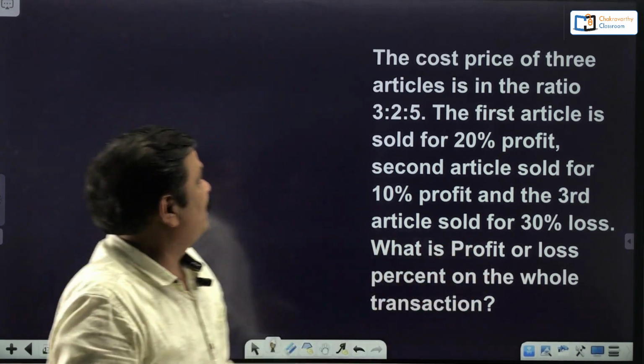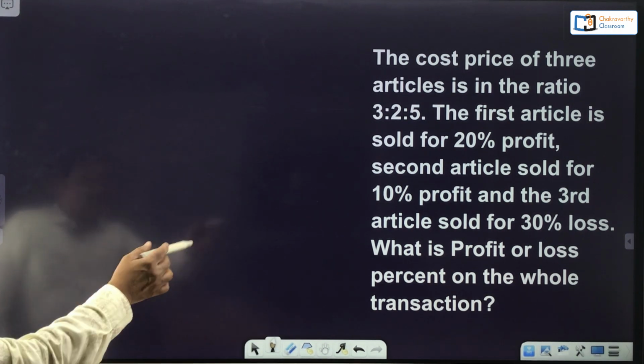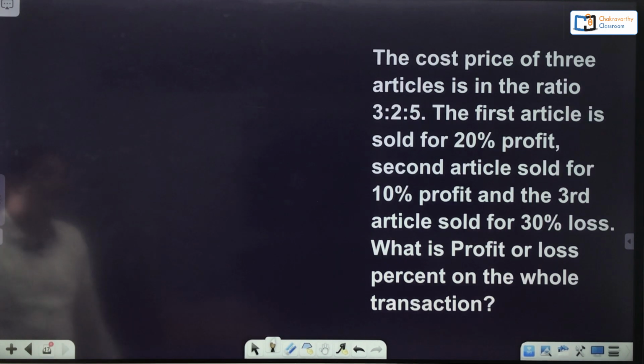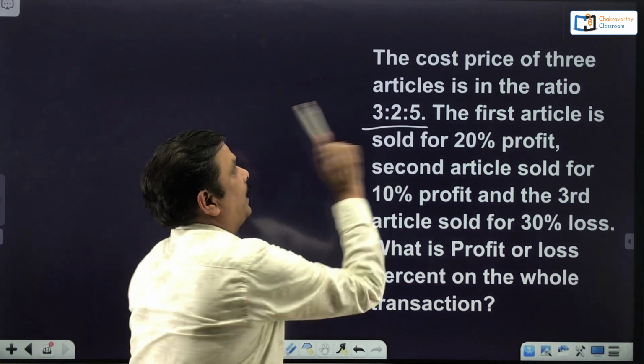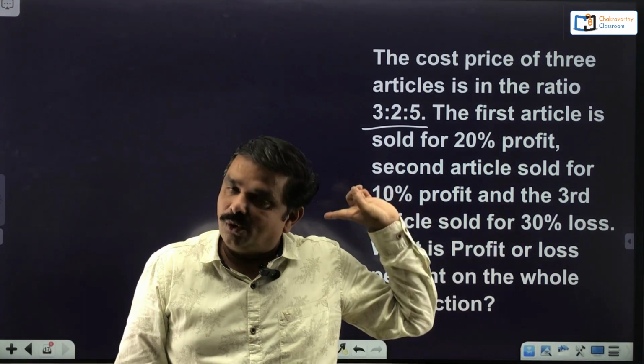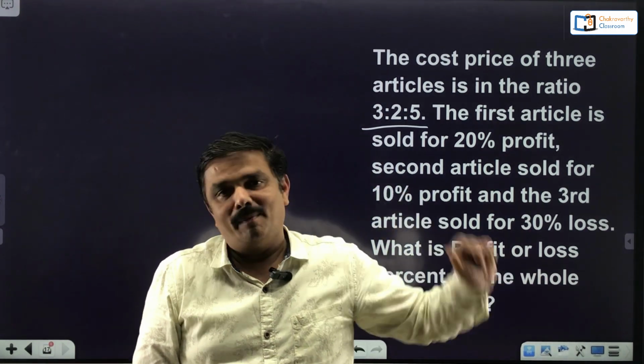Out of these three questions, let me choose one simple basic question. This, or shall we go for this? No, let's go with this one only, because they have given the direct ratio. I will use this one as the basic question. This question is a good one; you will learn a new method with this. After that, we will do the remaining two.